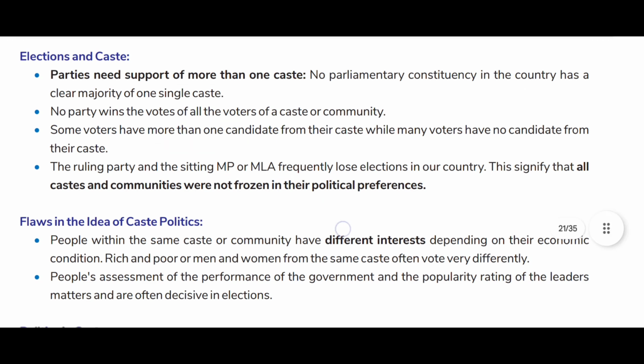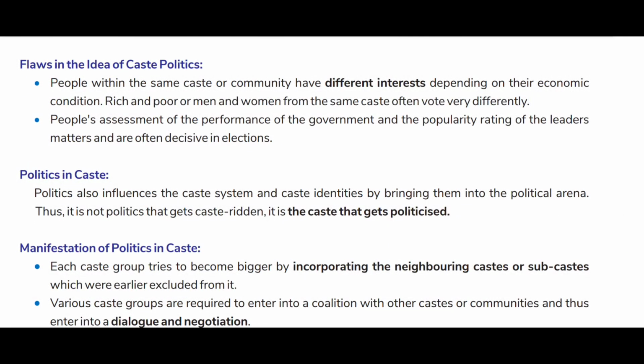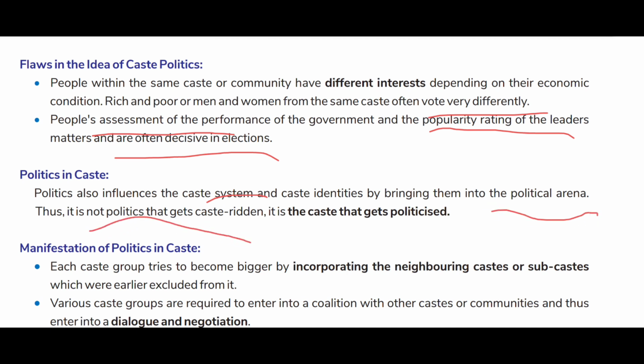Flaws in the idea of politics. People within the same caste or community have different interests depending on their economic condition. Rich and poor, or men or women from the same caste, often vote differently. People's assessment of the performance of the government and the popularity rating of the leaders matter and are often decisive in elections. Politics in caste. Politics also influences the caste system and caste identities by bringing them into the political arena. Thus, it is not politics that gets caste-ridden, it is caste that gets politicized.